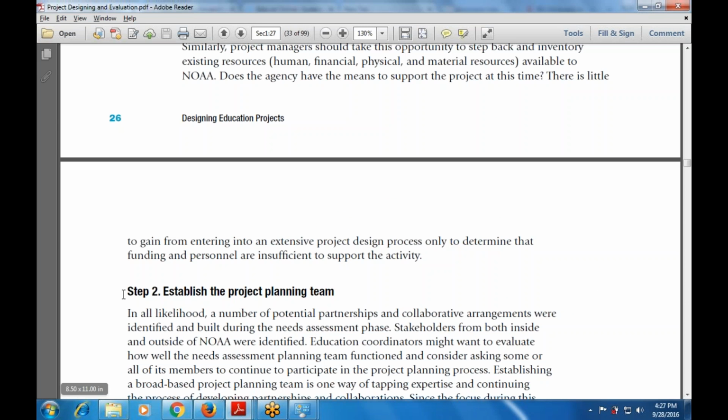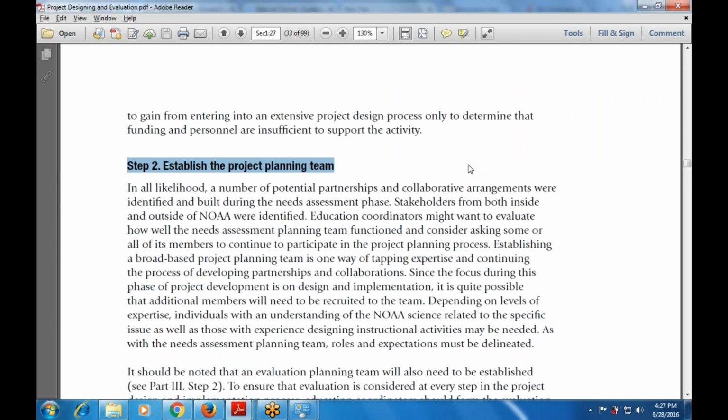The next one, step number 2, is to establish the project planning team. So the first step is assessing, then next is establishing the project planning team. In all likelihood, a number of potential partnerships and collaborative arrangements were identified. So we have identified the need assessment, and we have identified the teams.